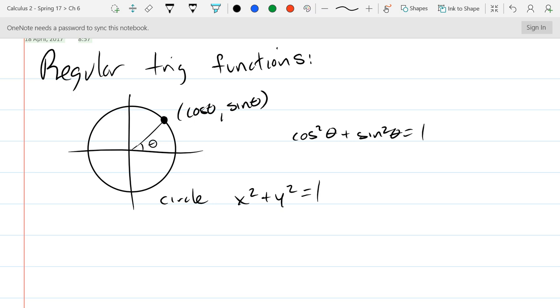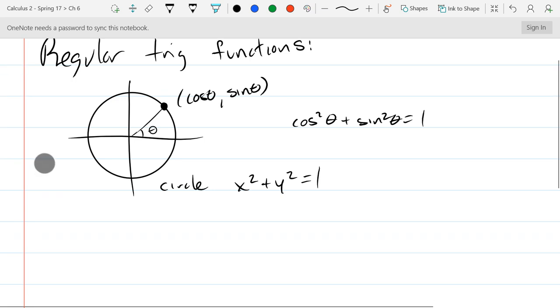There's plenty of other things we did in trig, but this was the foundation, one of the starting points here: you're on a unit circle, that's what it means to be on a unit circle, and here's cosine and sine, you get that identity right away. So we're in hyperbolic trig now.